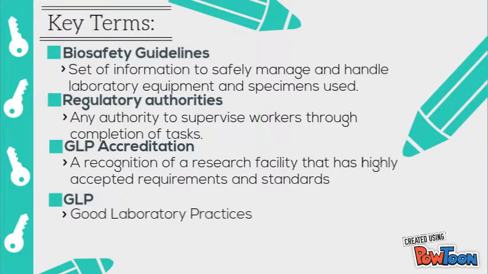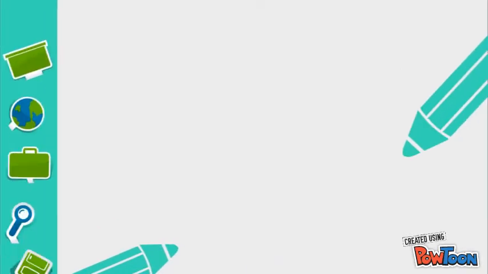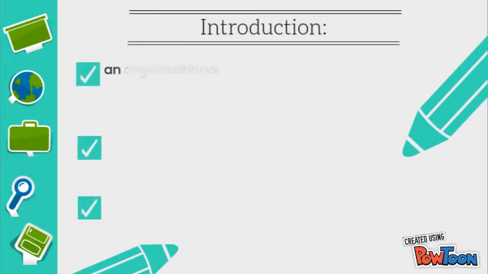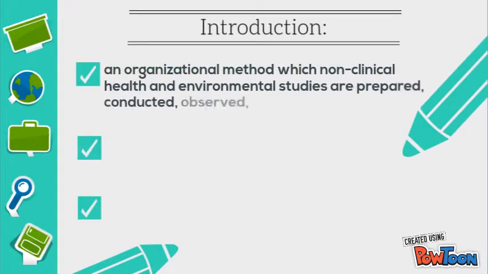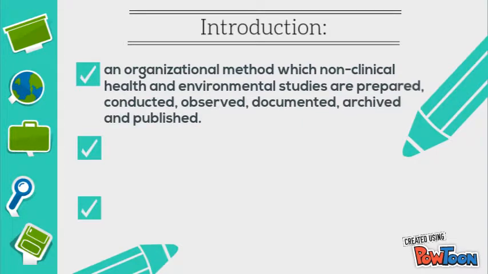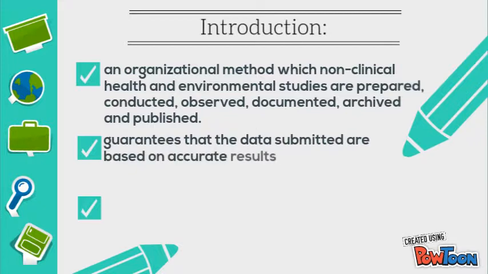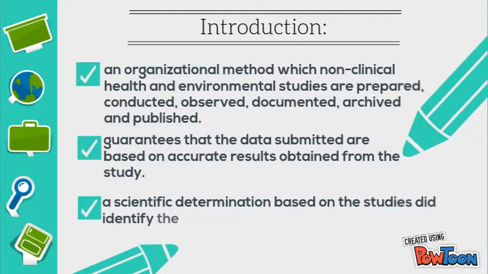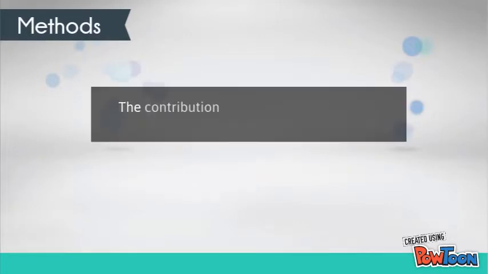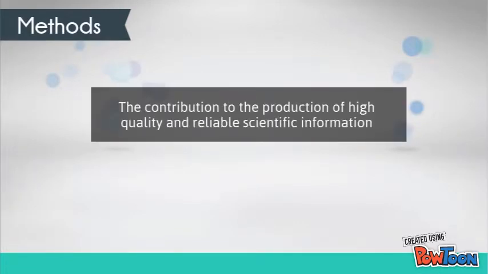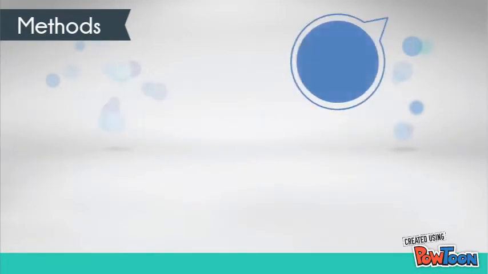GLP, Good Laboratory Practice. According to the OECD, GLP is the process and conditions under which non-clinical health and environmental safety studies are planned, performed, monitored, recorded, archived, and reported. It guarantees that data submitted are based on accurate results which are obtained from the study, and it provides a scientific determination through the studies conducted for determining the chemical. It contributes to the production of high quality and reliable scientific information.